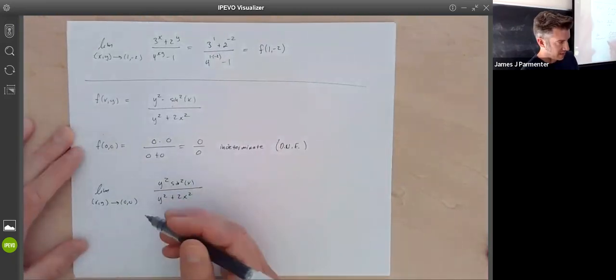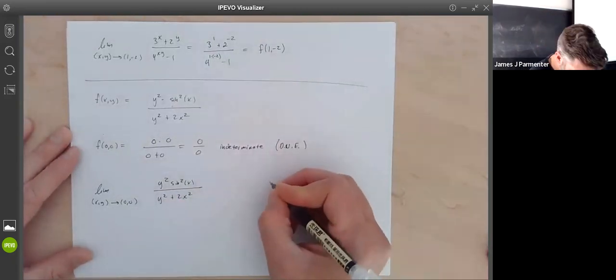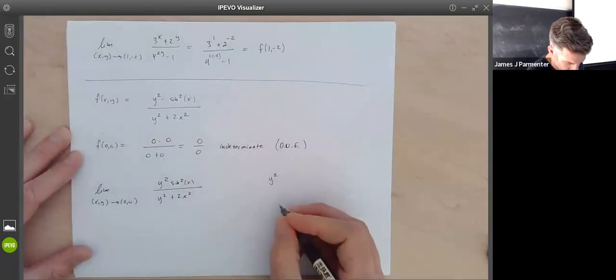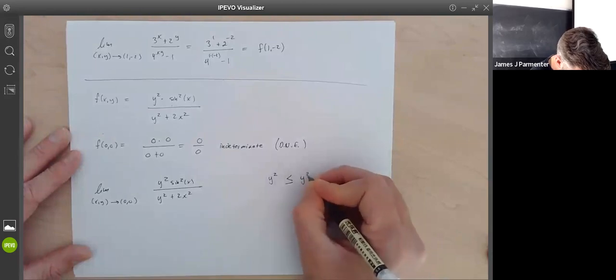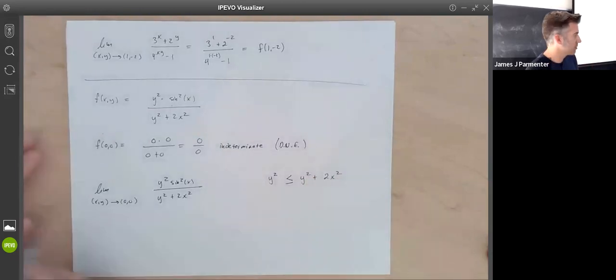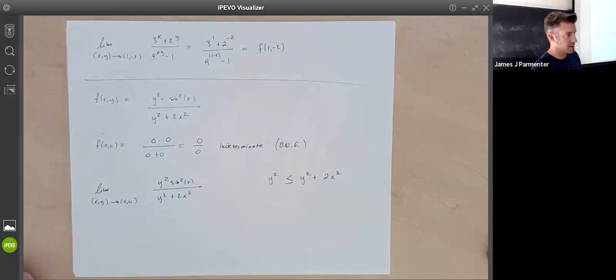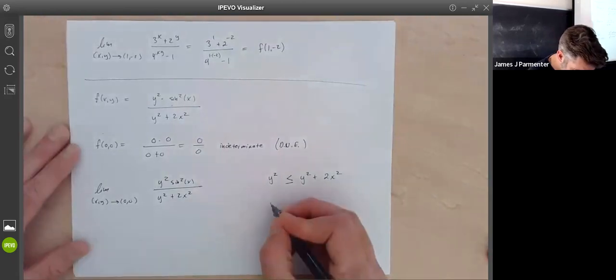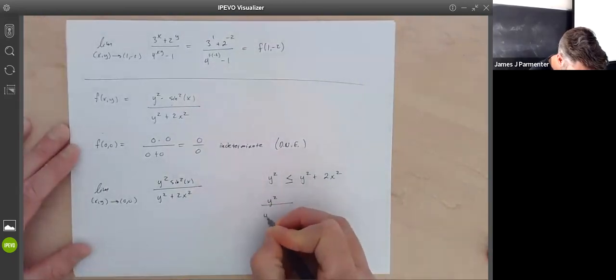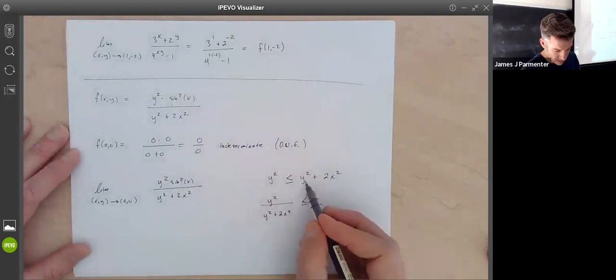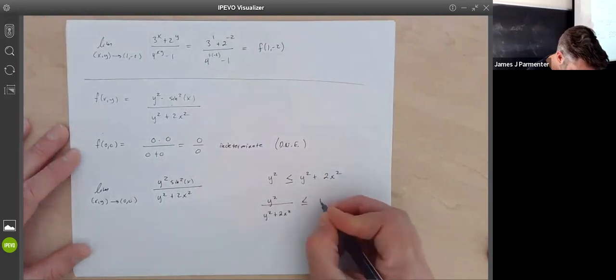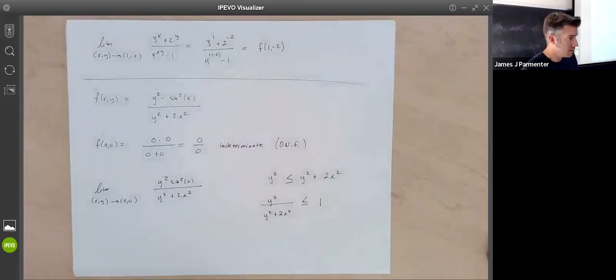So there's a trick for something like this, and the trick is to notice the following. That y² is definitely less than or equal to y² + 2x². It has to be true because 2x² is definitely greater than or equal to 0 all the time. And then y² / (y² + 2x²) is less than or equal to (y² + 2x²) / (y² + 2x²), also known as 1. Are you on board with me for that?